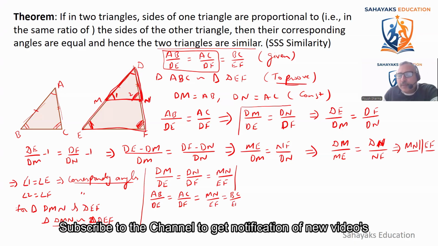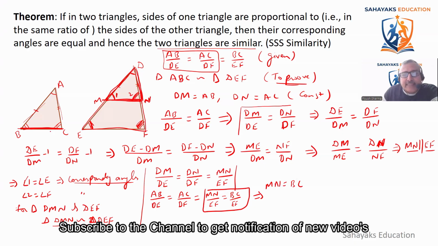Okay, so mn by ef is also equal to bc by ef. So this concludes that mn by ef is equal to bc by ef. What does this imply? It implies that mn is equal to bc. So we have proved that mn is equal to bc. This is what we have implied.